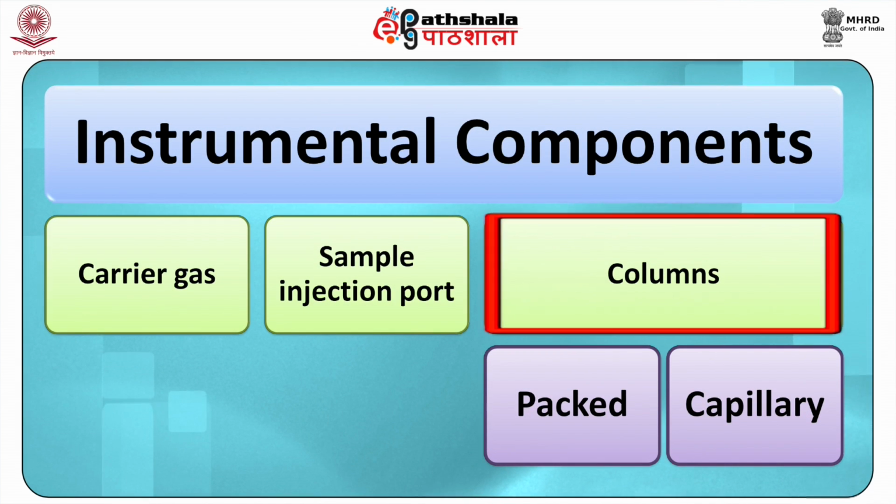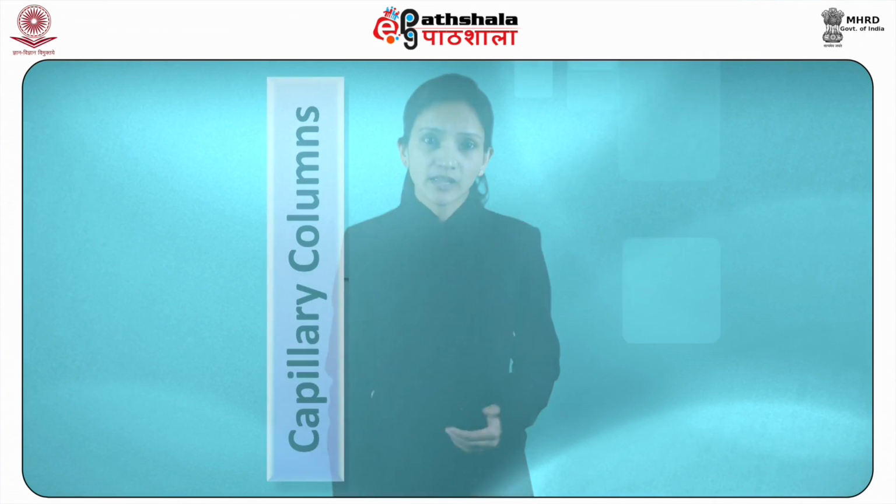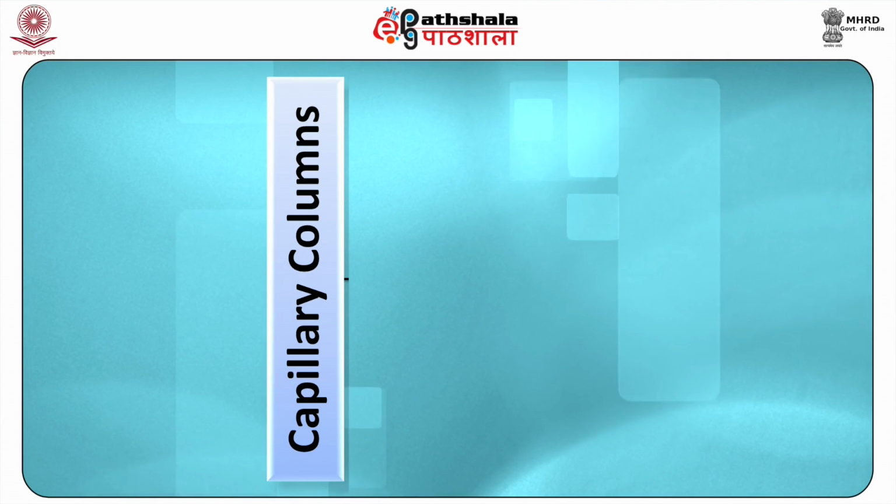Next are the columns. There are two usual kinds of column, packed and capillary, also called open tubular. Packed columns are formed using inert, finely divided materials, with a solid support component comprising diatomaceous earth covered with liquid stationary phase. The length of these columns varies from 1.5 to 10 meters and the internal diameter varies from 2 to 4 millimeters. Capillary columns have an internal diameter of a few tenths of a millimeter.